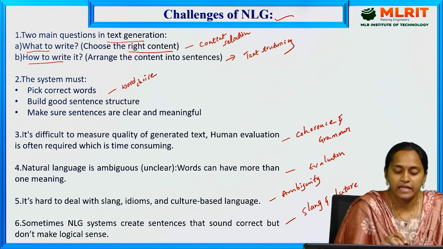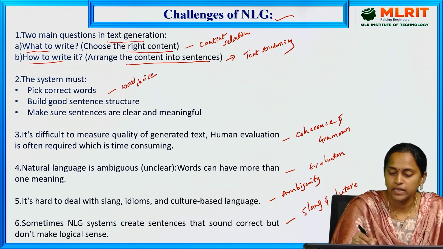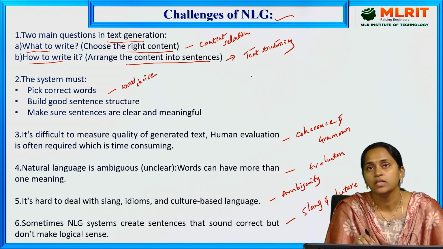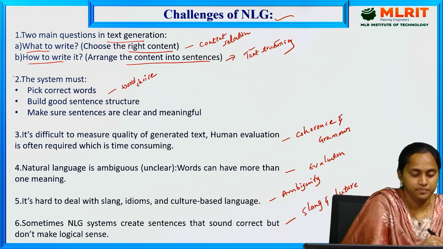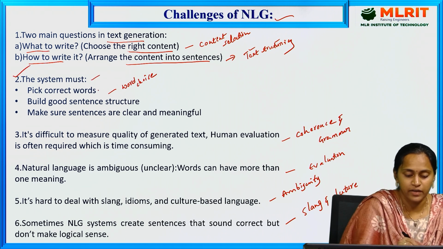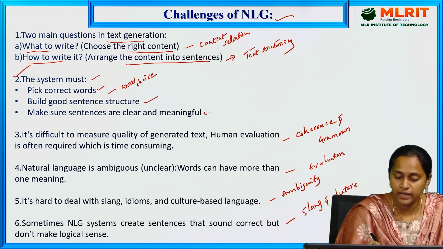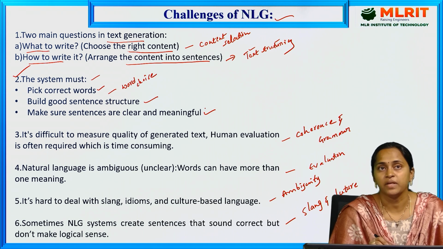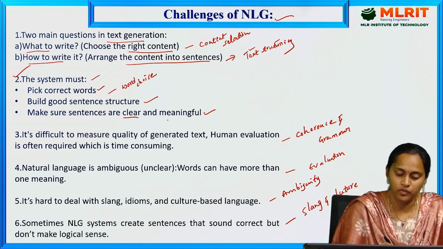How to write means arranging the content into sentences. That means structuring of the text, how the sentence is formed in the proper structure. That means we have to follow some rules, right? Next, the system must pick the correct words, build good sentence structure, and make sure sentences are clear and meaningful. That means word choice: whatever words we pick, they must be correct, clear, and meaningful.